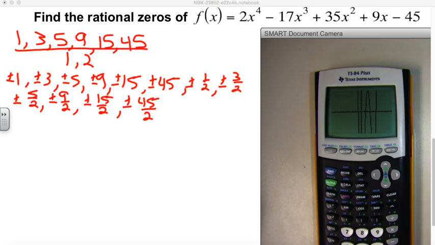Now you can get a lot on some of these, all right? So there you can see them listed right there, all the possibilities. You get positive, negative, 1/2, 3/2, 5/2, 9/2, 15/2, and 45/2, and of course all those numbers over 1.